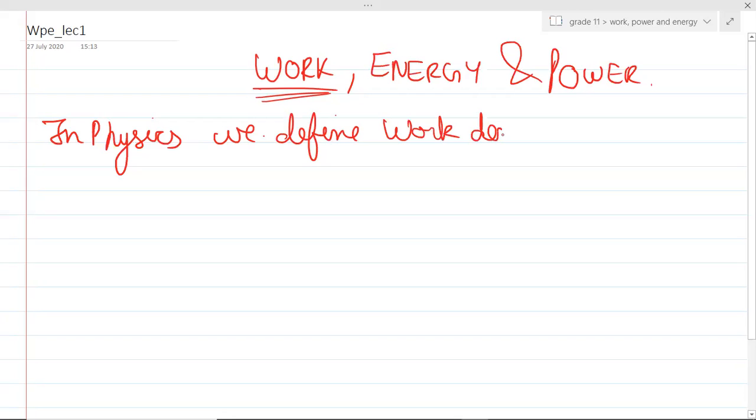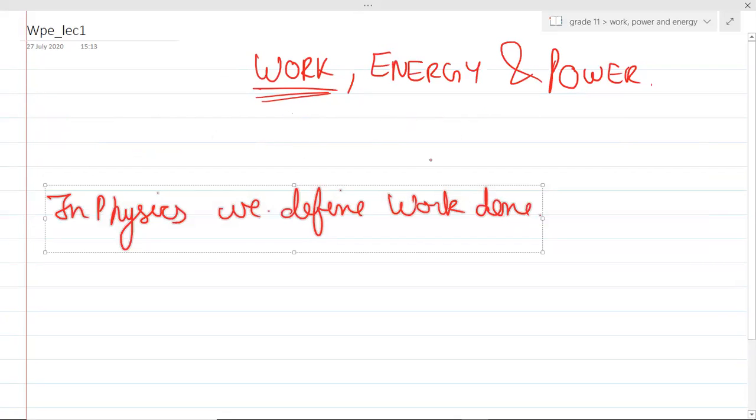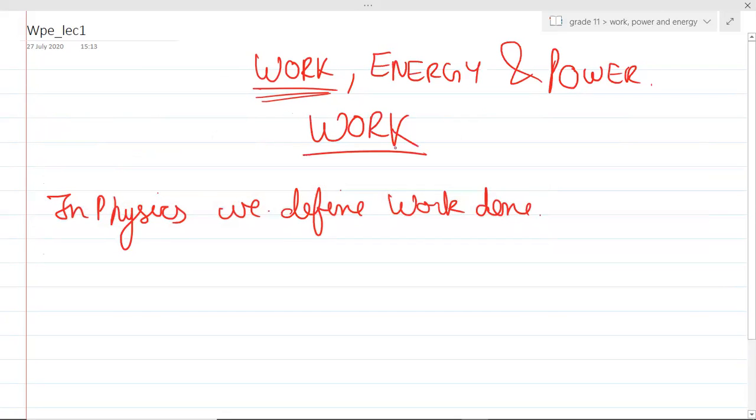In physics, we define work done. What we have started, we are starting with work and then we'll go with energy and power, one by one. So first we have started with work. So in physics we define work done, or work is done, by force.